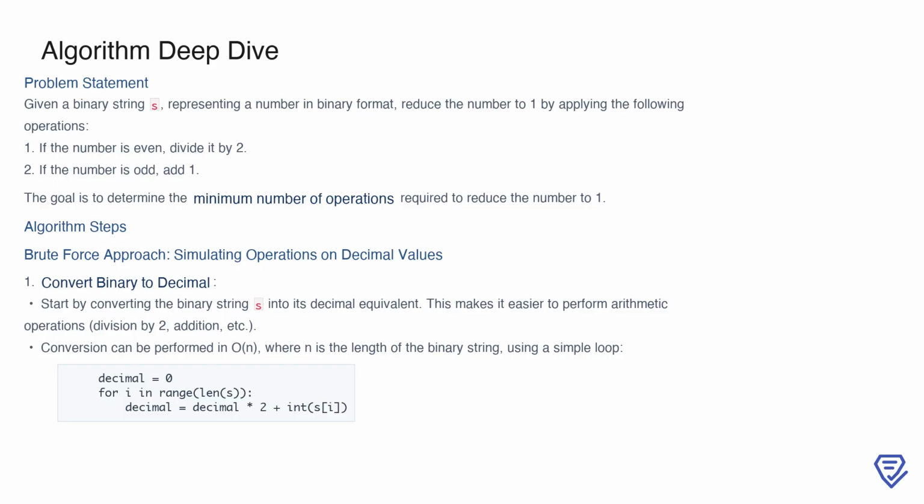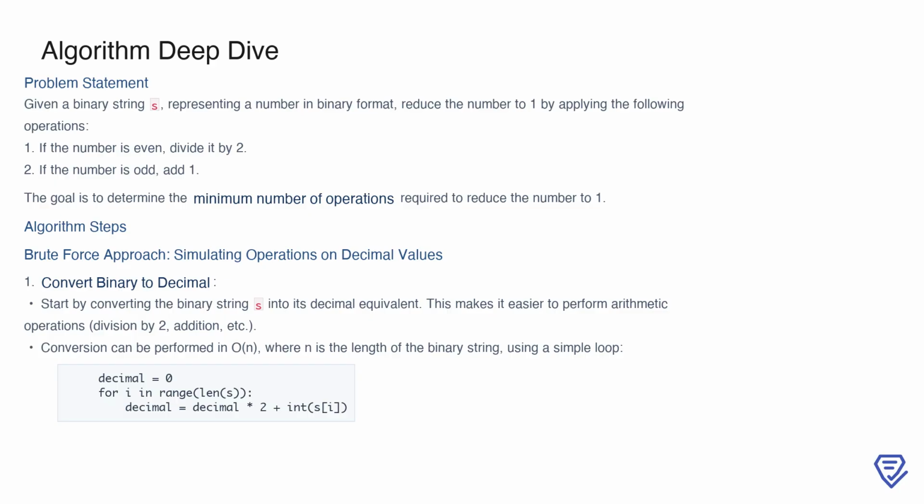To begin solving, we can take a brute force approach by first converting the binary string into its decimal equivalent. This conversion simplifies the arithmetic operations needed for the solution, such as division and addition. The conversion can be done in O(n) time, where n is the length of the binary string, using a loop to process each character. By iterating through the string, we compute the decimal value by multiplying the current result by 2 and adding the integer value of the binary digit.